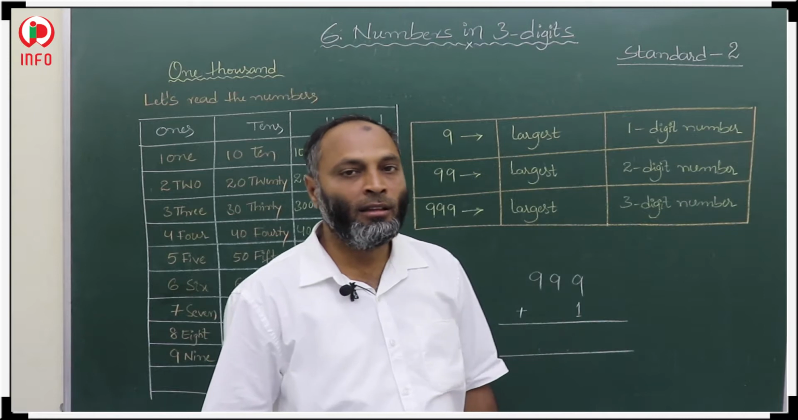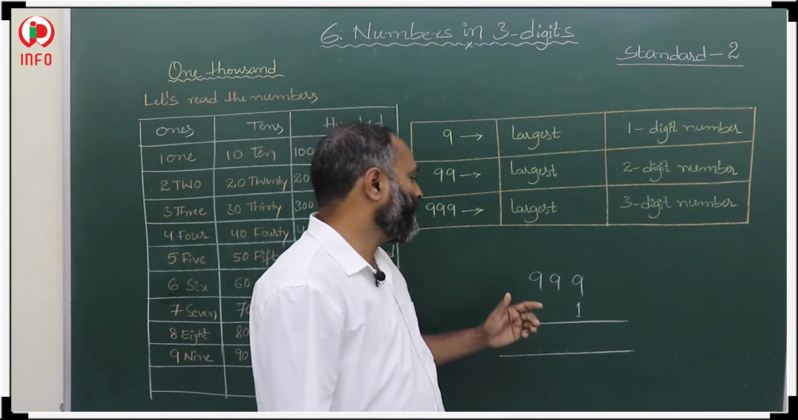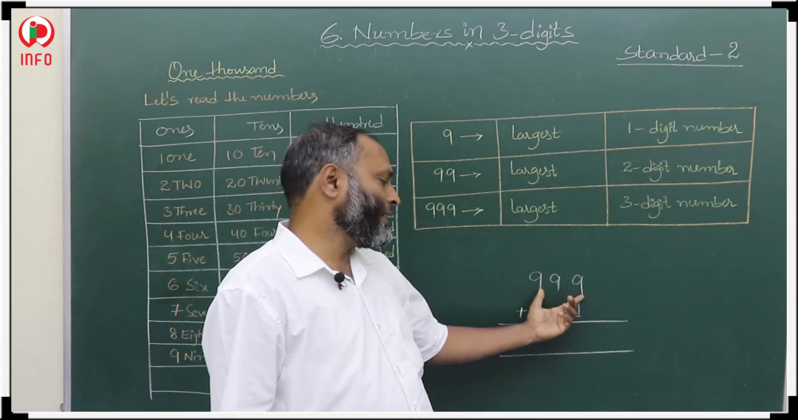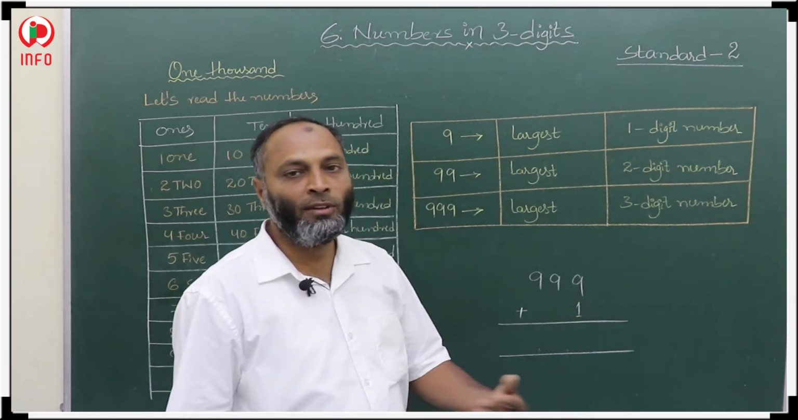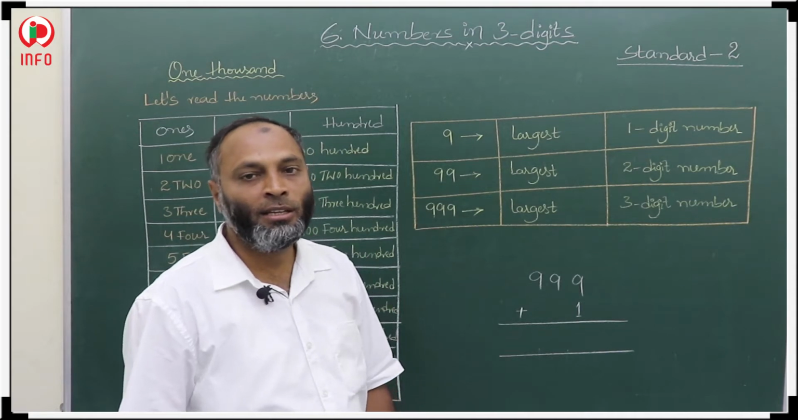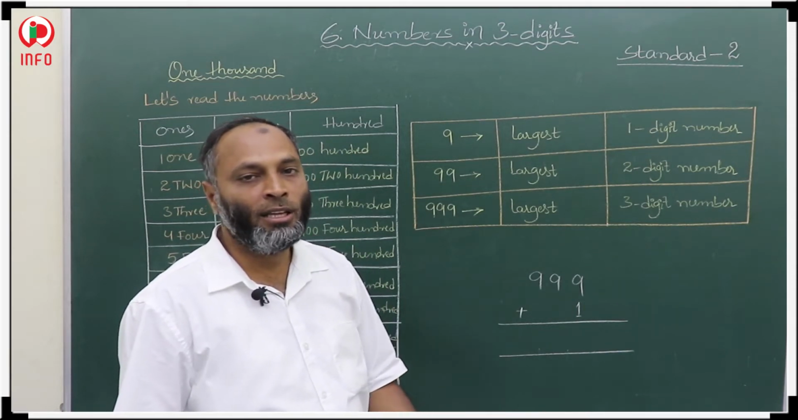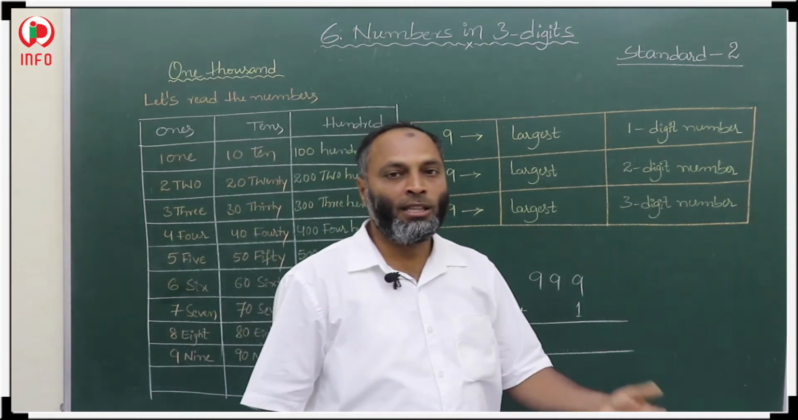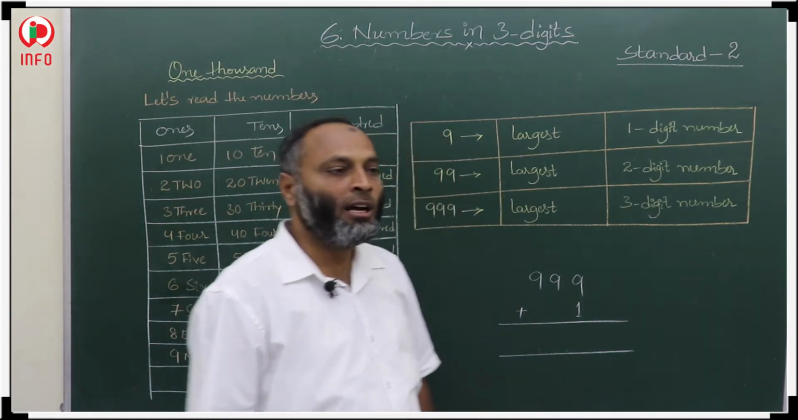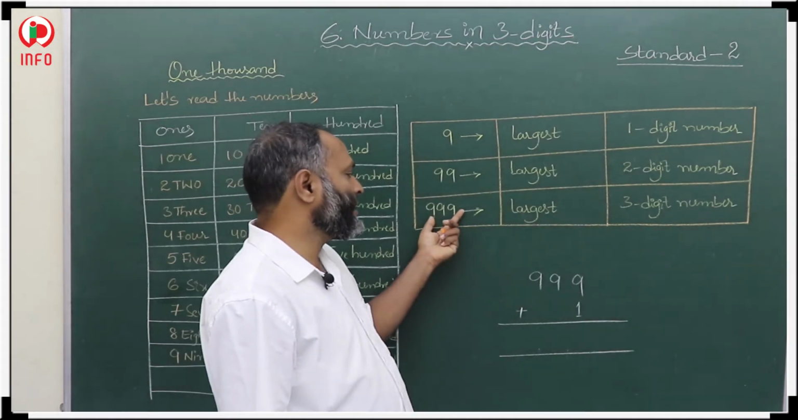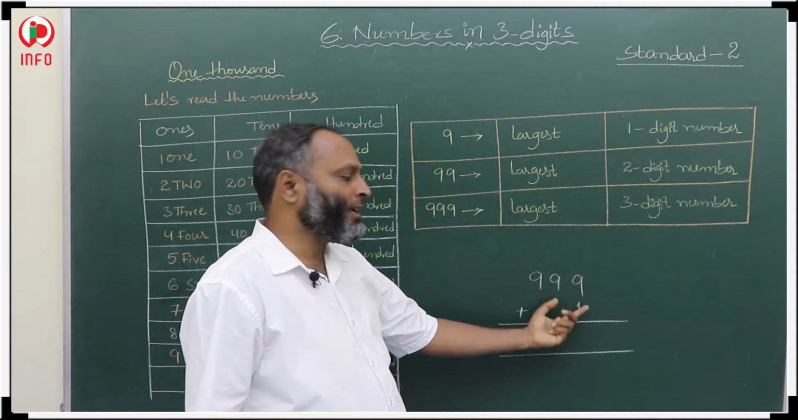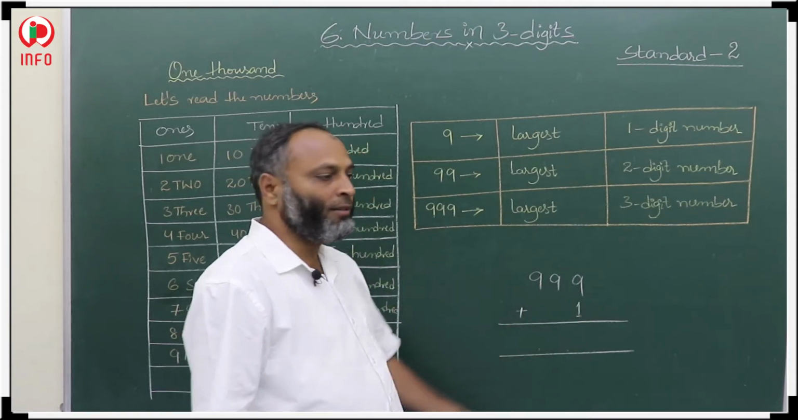Okay, now after that, if we add 1 to this 999, then you will get 1000. How will you get 1000? If you add 1 to the largest 3 digit number, then you will get 1000. So for this largest 3 digit number, if we add 1, then what happened?